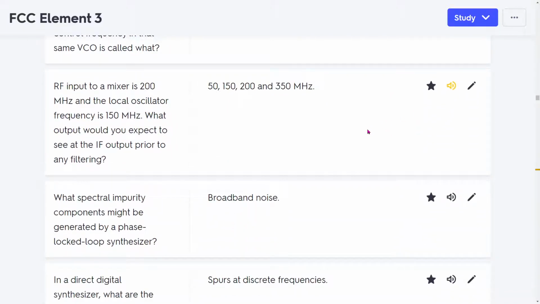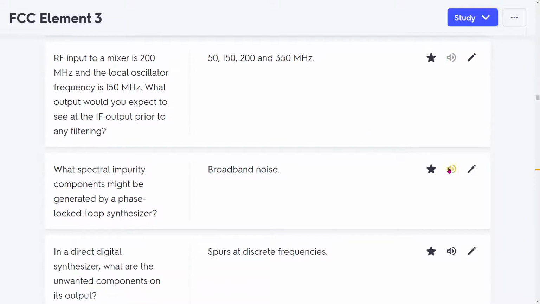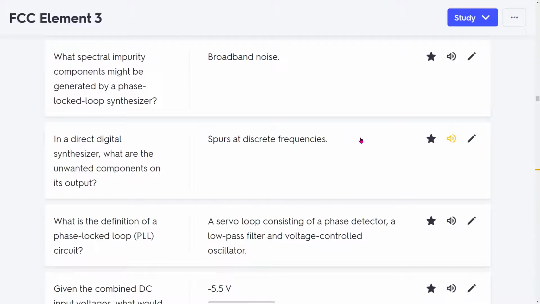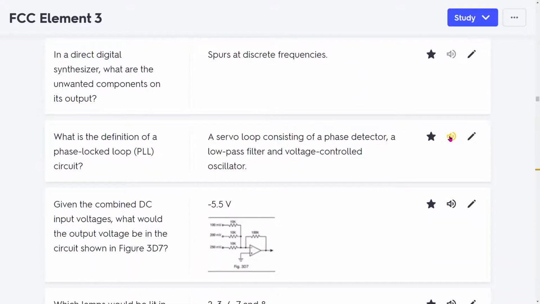RF input to a mixer is 200 MHz and the local oscillator frequency is 150 MHz. What output would you expect to see at the IF output prior to any filtering? 50, 200 and 350 MHz. What spectral impurity components might be generated by a phase-locked loop synthesizer? Broadband noise. In a direct digital synthesizer, what are the unwanted components on its output? Spurs at discrete frequencies.